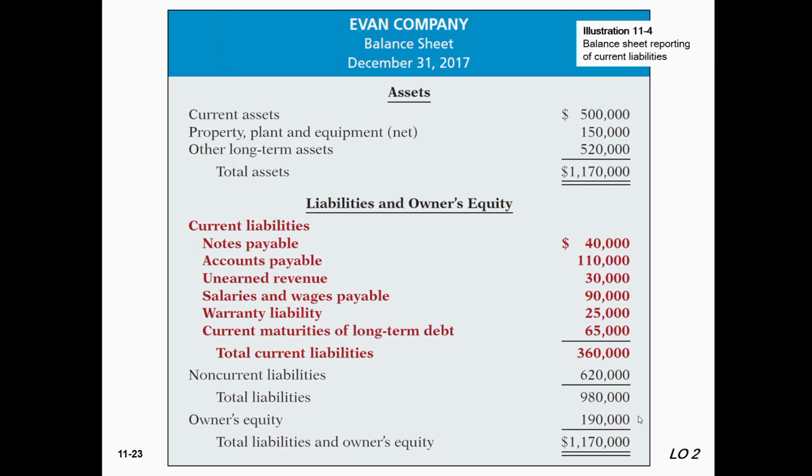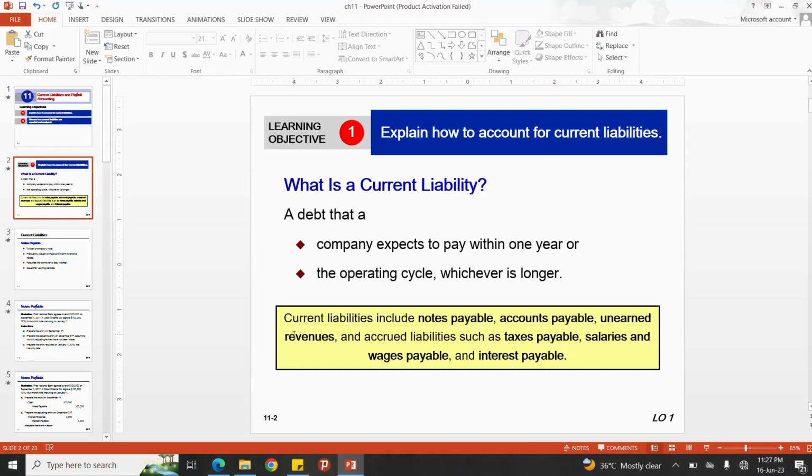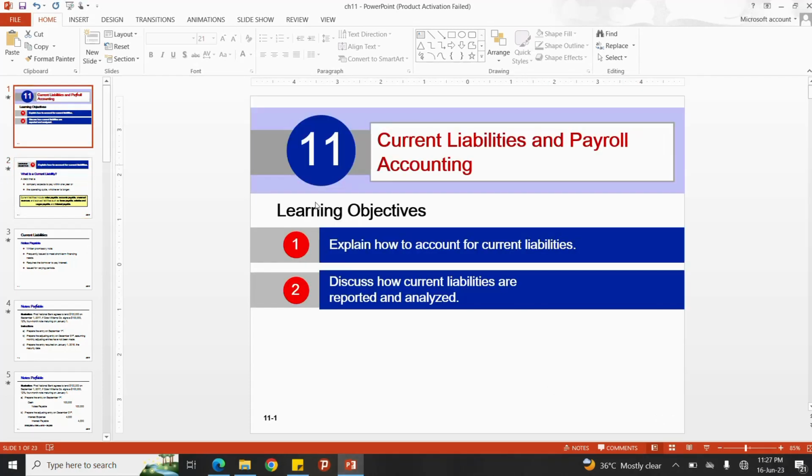This is how we present the current liabilities in the balance sheet. If you see under the liabilities and owner equity section, current liabilities are appearing. All of them, these red marks are the current liabilities. And this is it for the discussion of chapter number 11.